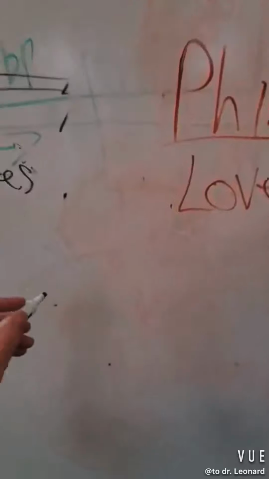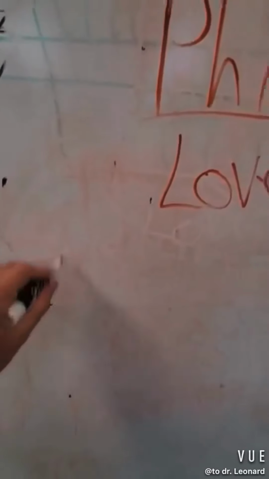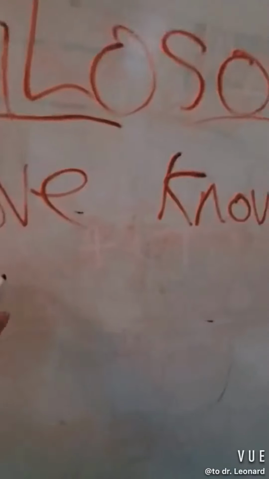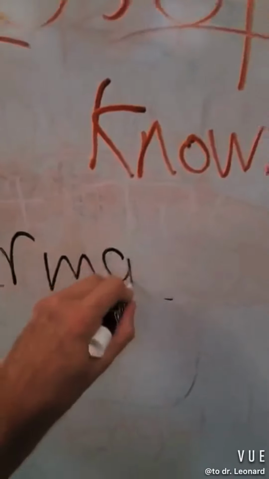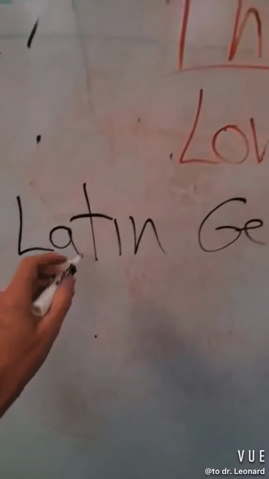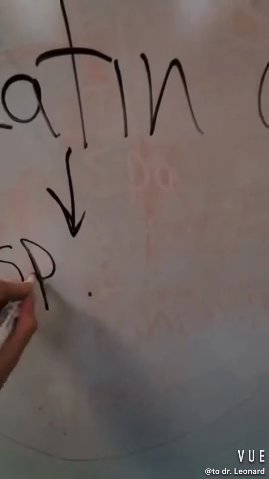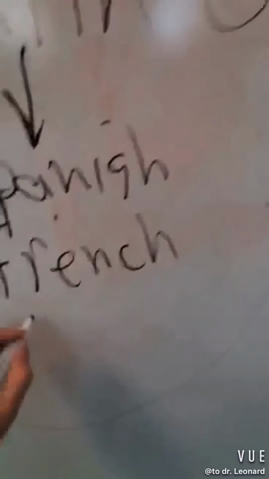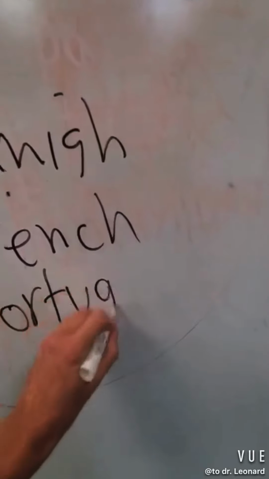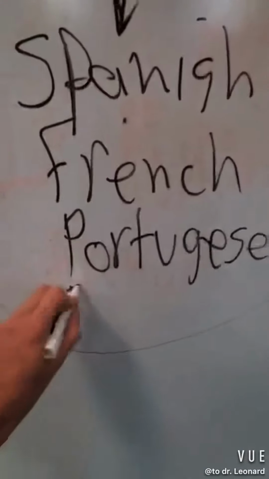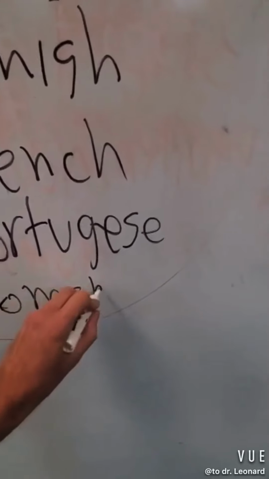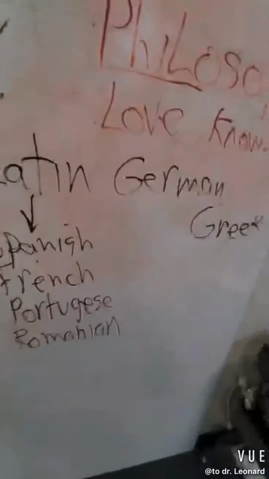The English language has three major influences. One is Latin, the second is German, and the third is Greek. And under the Latin language, Latin spawned several languages, including Spanish, French, Portuguese, Romanian, and Italian.